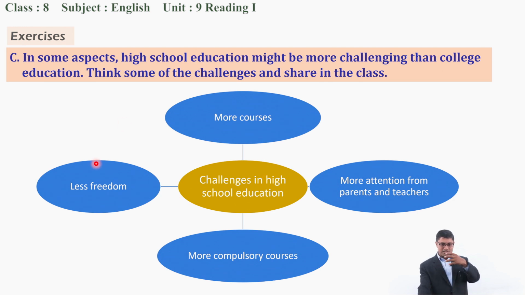You can also make similar mind map and add the points here. For example, if you look at this, more courses means you need to study 7, 8 courses in high school. But when you go to college, you study few courses, maybe 5, 6 also, less than that. Similarly, you have less freedom than in college because you are given more attention. You get more attention from your parents and teachers.